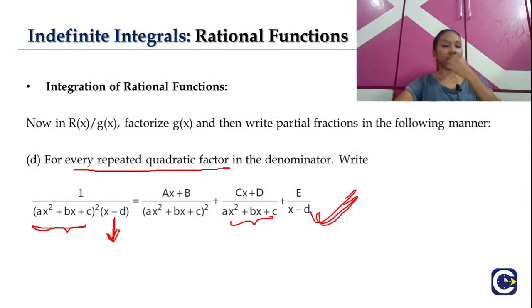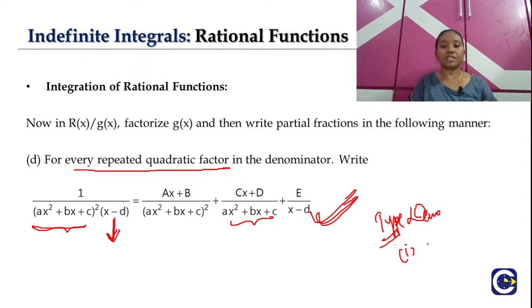So these are our 4 typical cases of our first type of rational functions. What is our first type of integration of rational functions? When the denominator can be factorized. So this is our first case. In this first type of rational functions, we have discussed 4 cases.